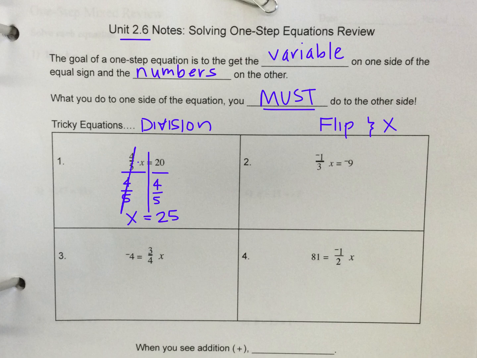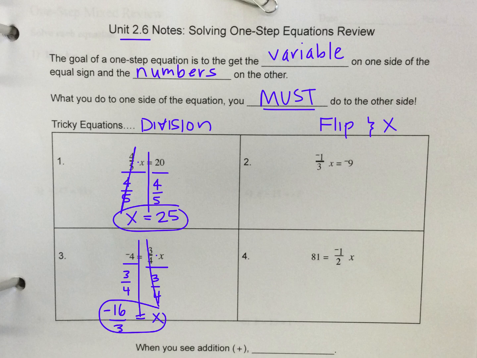All right, let's do the same thing right here on number 3. So between the 3/4 and the x, I don't see anything, which tells me it's multiplication. Means I divide. Mark that out. Divide 3/4. When I do -4 divided by 3/4, you end up with a really ugly fraction. -16/3 equals x. All right? So that's one way to deal with fractions.